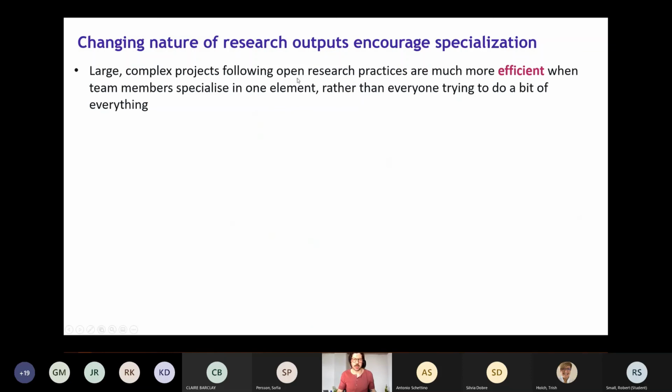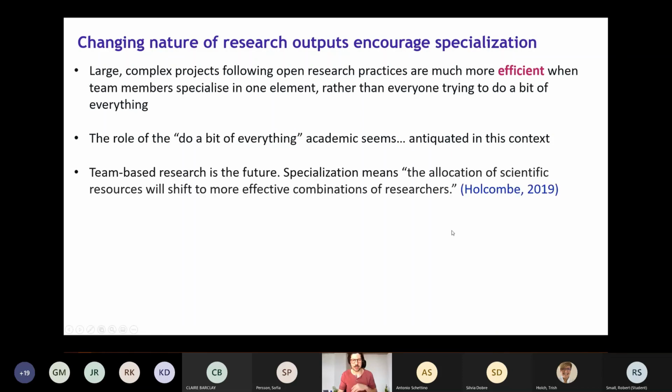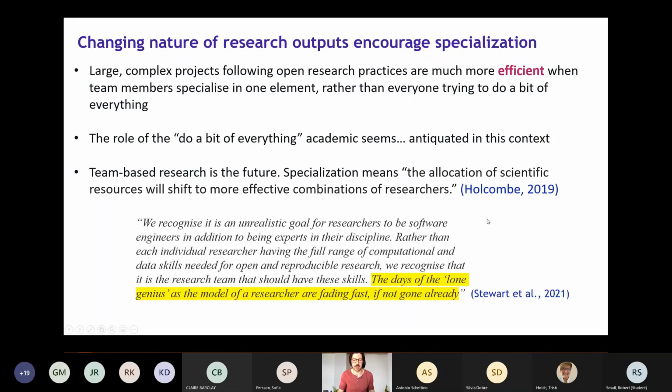And those large complex projects are much more efficient when people specialize in one area rather than everyone trying to do a bit of everything. And in those contexts, the role of the do-a-bit-of-everything academic seems a bit antiquated or out of date. This has been talked about in the open research literature, saying team-based research is the future. Specialization means that the allocation of resources is going to shift to more effective combinations of teams of researchers, and that the days of the lone genius as the model of a researcher are going, or if not gone already.